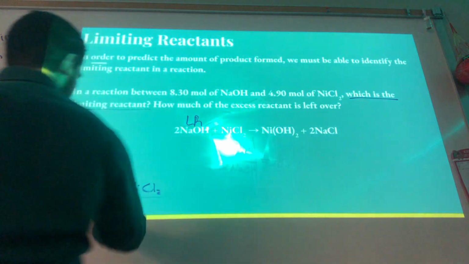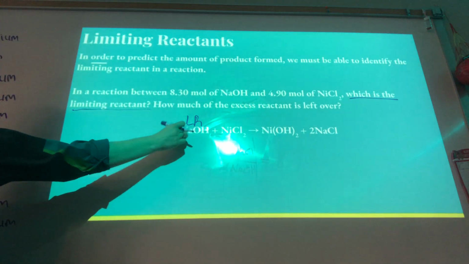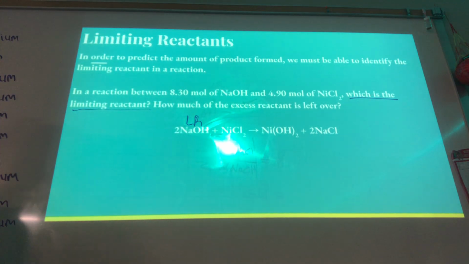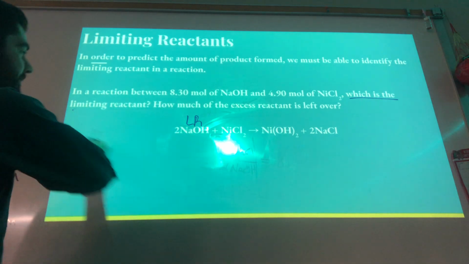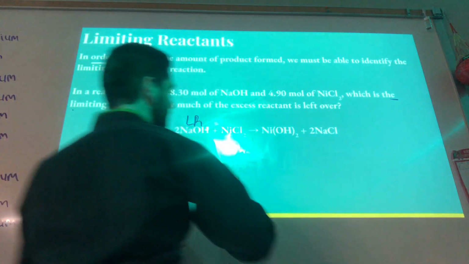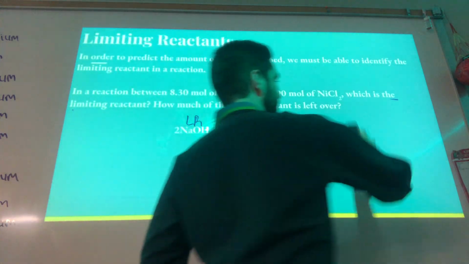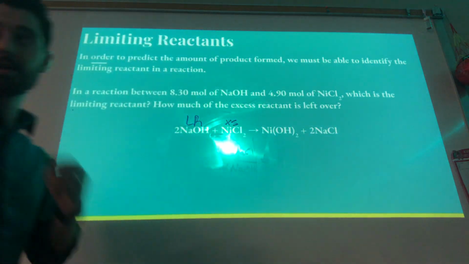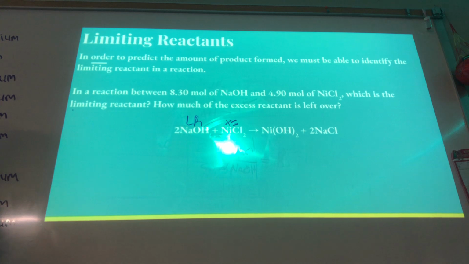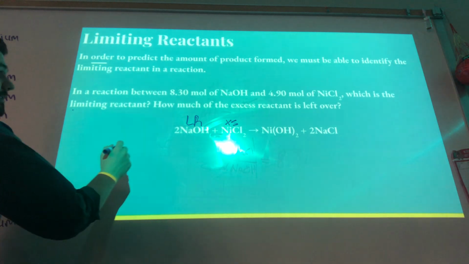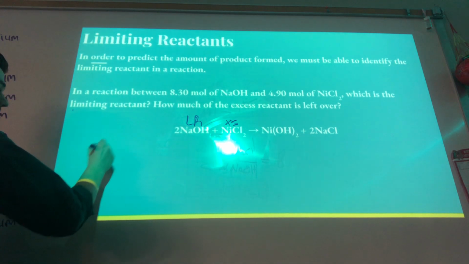Okay, so we figured out which one is the limiting reactant. This one will run out first, okay? Now we need to answer the question, how much of the leftover are we gonna have? So this one is in excess, meaning extra. We will have leftovers, and I wanna know how much leftover, okay? Here is how we calculate the leftovers. You need to take your limiting reactant.